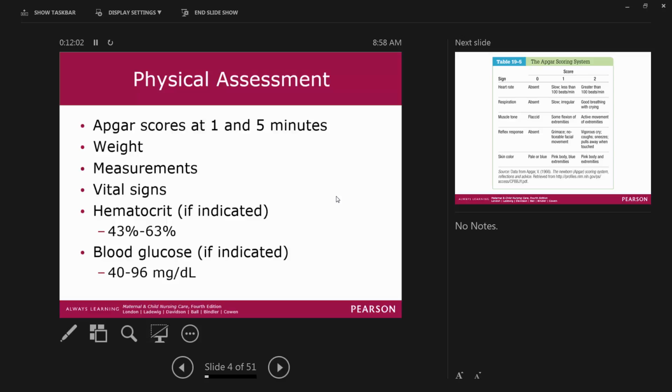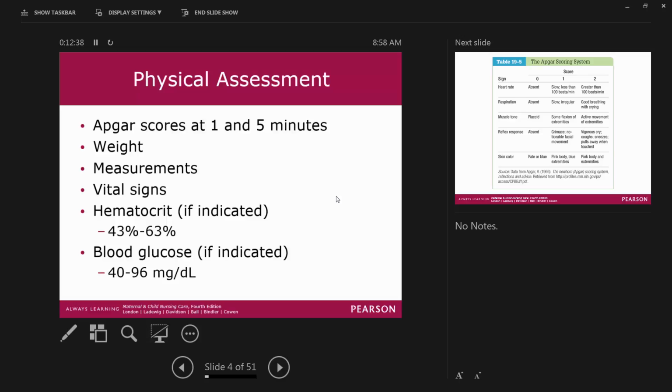Anyways, we don't routinely do hematocrits. Some pediatricians want hematocrits done on all their babies at 4 hours of age, period. Whether there's risk factors for anemia or not, or polycythemia or not, okay? And the normal crits will be 43 to 63, okay? One facility I worked at, that pediatrician wanted hematocrits 40 to 70, okay? So just know your pediatrician's preferences, okay? But we don't routinely do crits.